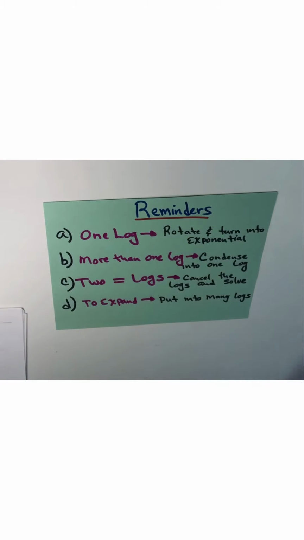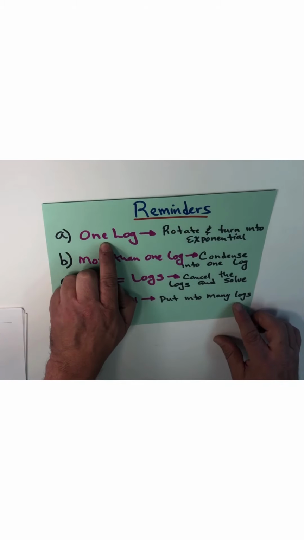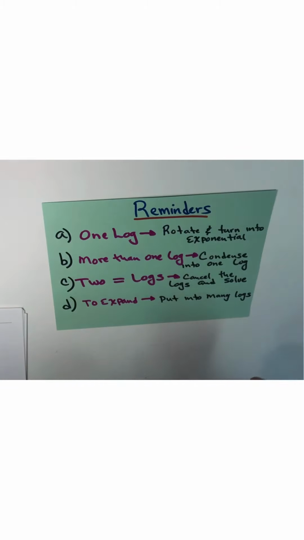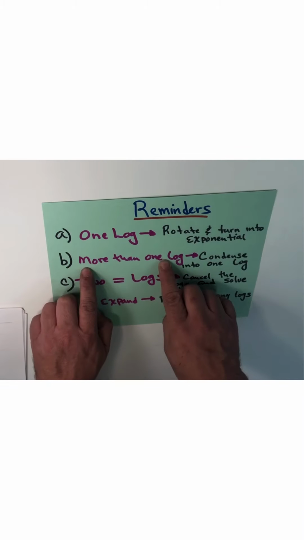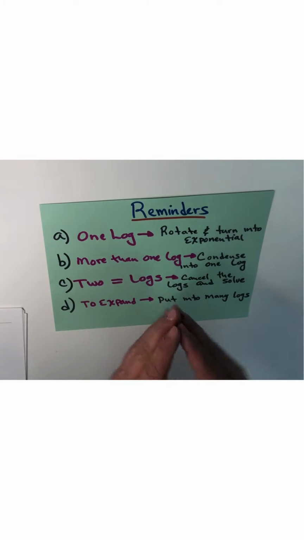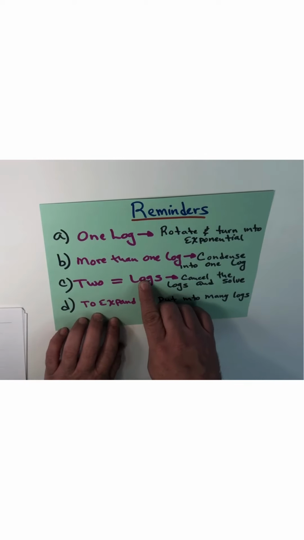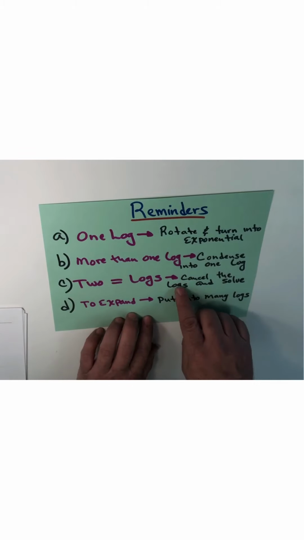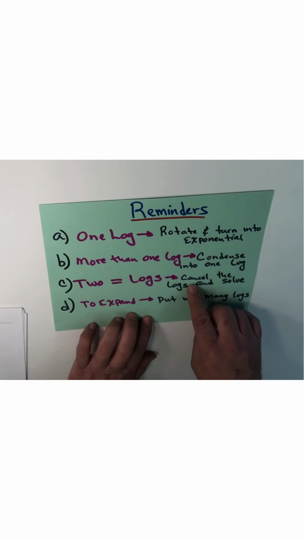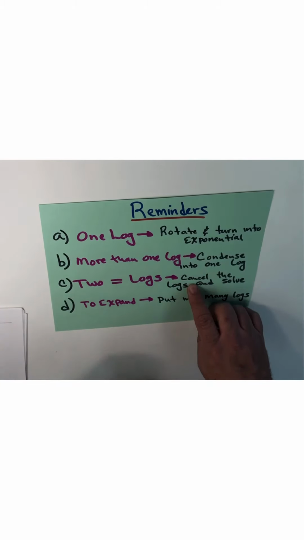So now I'm going to go over the reminders. What do you do with one log, what do you do with a lot of logs, and what do you do with two equal logs? One log, as we learned in the previous lesson, you're going to rotate and then simplify. More than one log, you're going to condense it and then simplify if you need to. And whenever you have two equal logs, you're going to cancel and then solve or simplify the logs, okay?